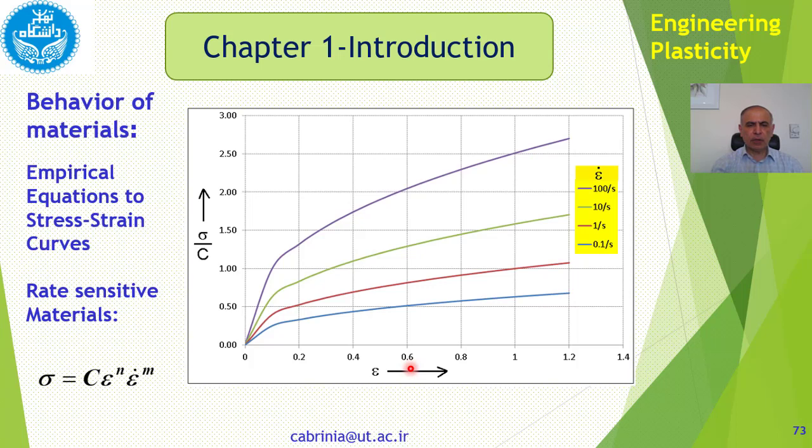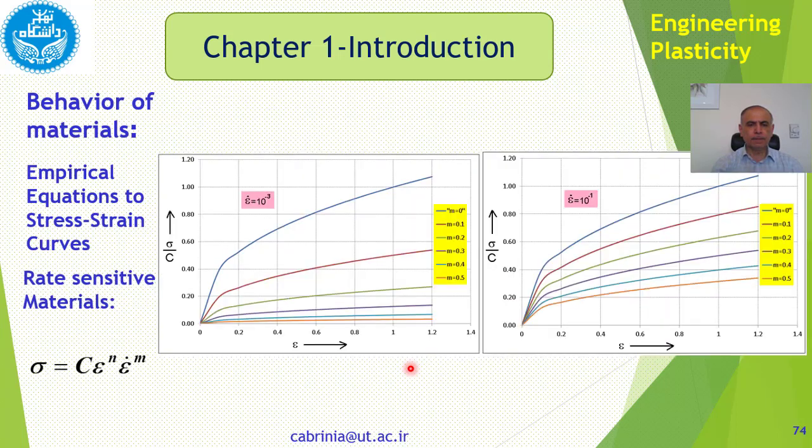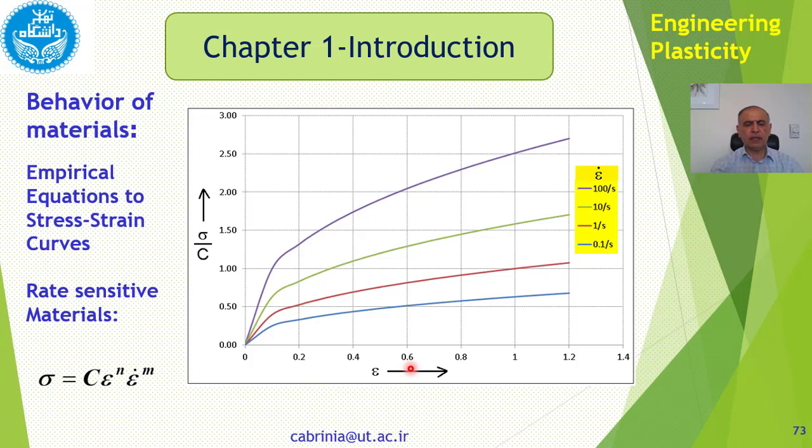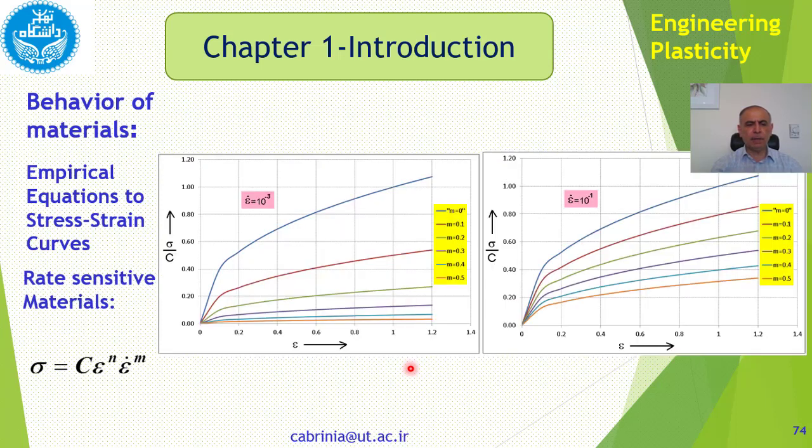Okay, this is another one. And here again I have changed different properties, N, M, and so on. As you can see, I have used different rates, epsilon dot 10 to the minus 3, 10 to the minus 1, etc.